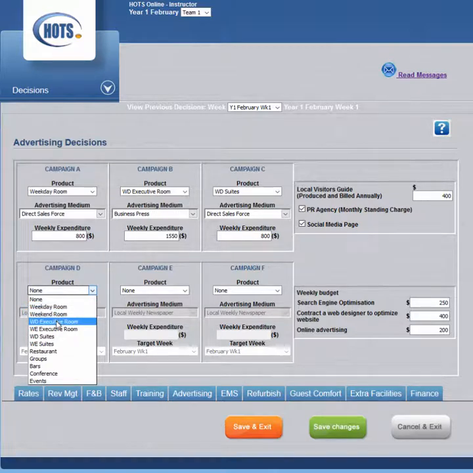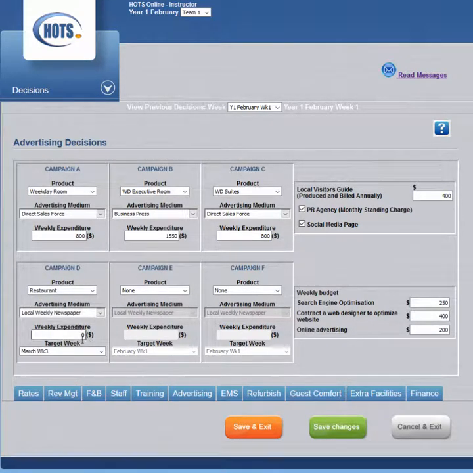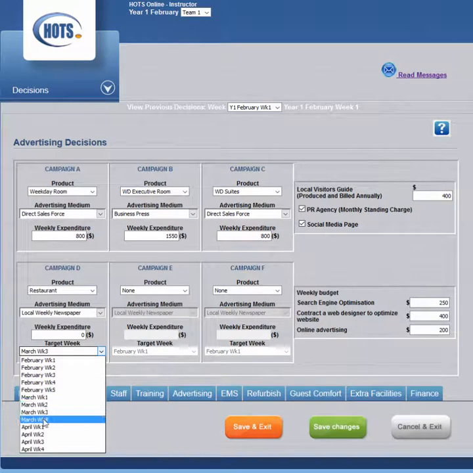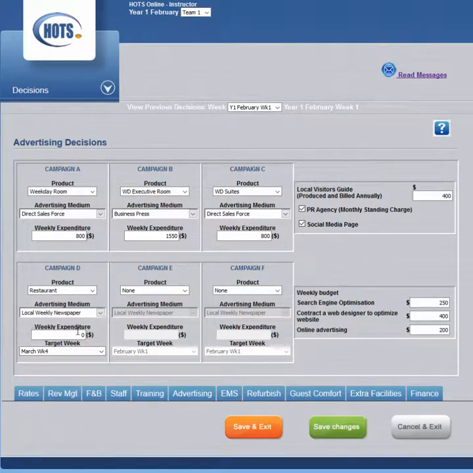So it may be that the calendar of events tells me that there is an event coming up in a particular week. So let's say it's in week 4 of March, that I think I can get a lot of interest in the restaurant for meals, and I want to advertise that in the local paper. Now that advertising campaign will be targeted at business in March week 4 because there's a particular event there. And I can run 3 of those campaigns at the same time, and I can change them over time as well.